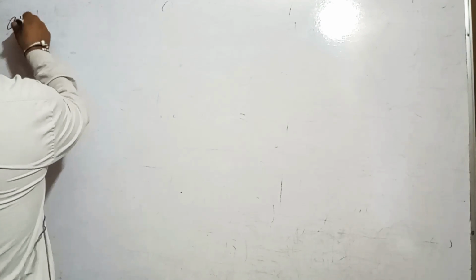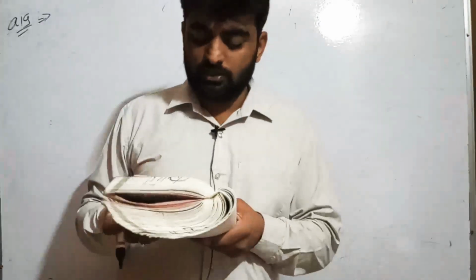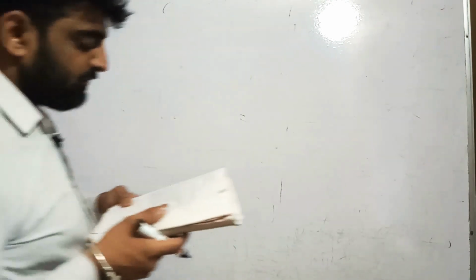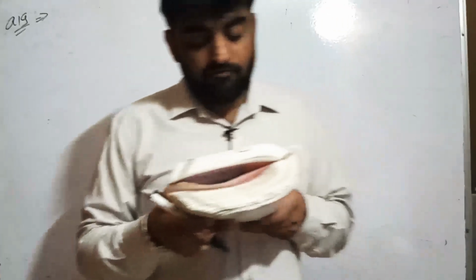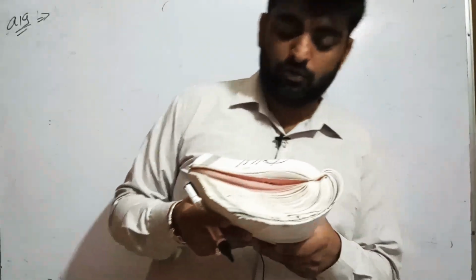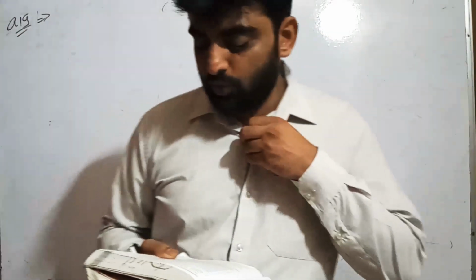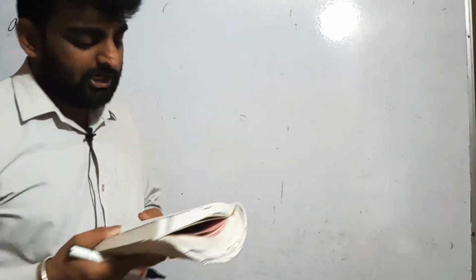Question number 19 is stated as: Subba Rao started work in 1995 at an annual salary of 5,000 rupees and received an increment of 200 rupees each year. In which year did his income reach 7,000 rupees? Students, read the question carefully.